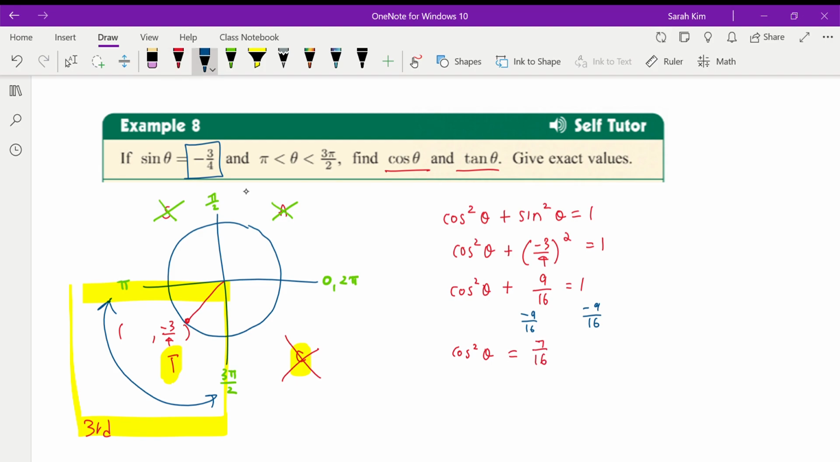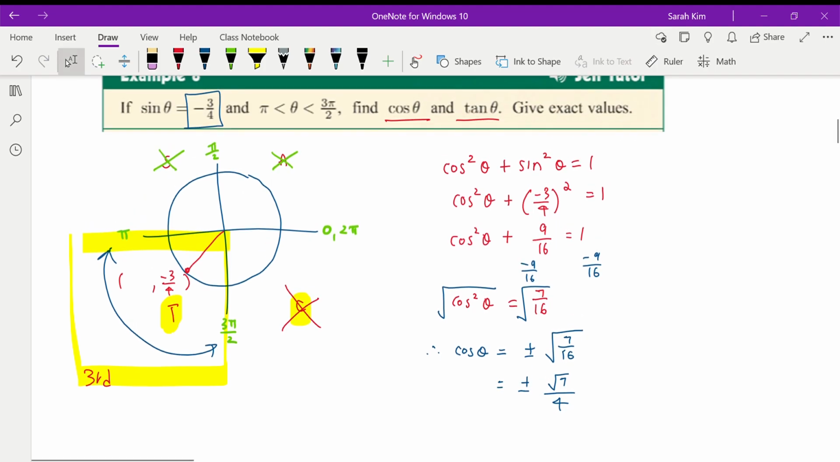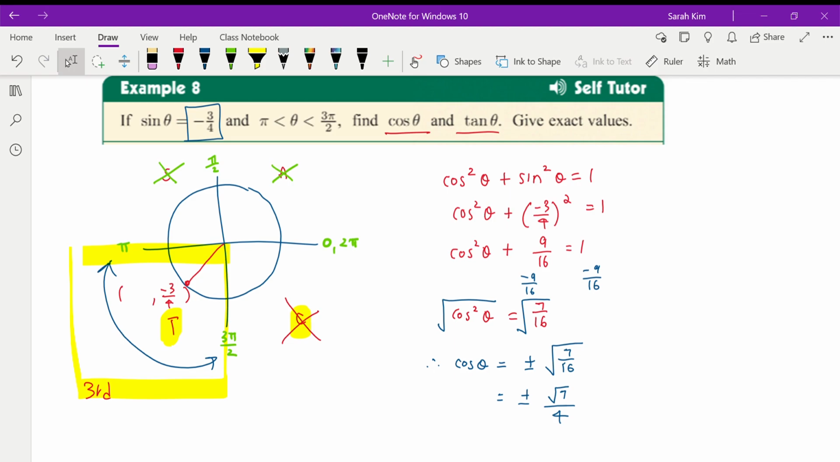So again, I need to square root both sides. And remember that when I square root both sides, I have two answers, plus and minus. And notice that 16 is a perfect square number, so it can come out of the square root like so. So cos theta can be plus or minus square root 7 over 4. But hold on, we are only looking at one solution. We're looking at the third quadrant solution.